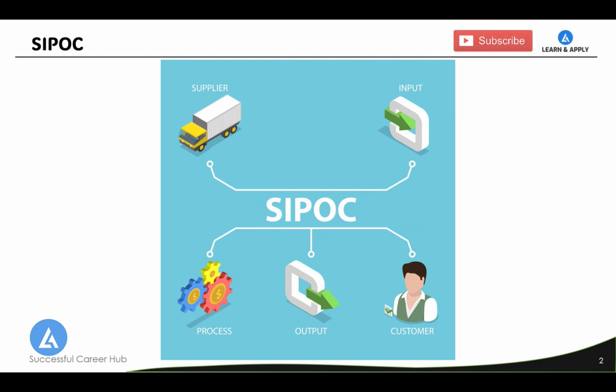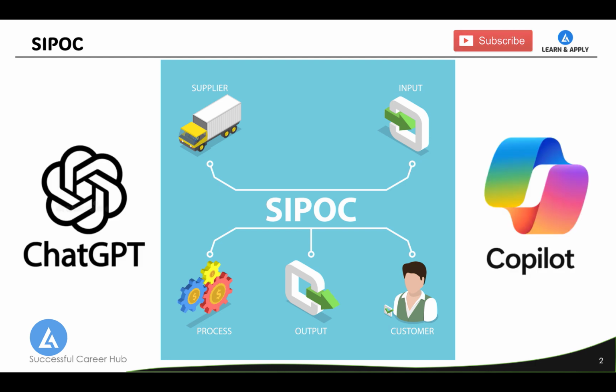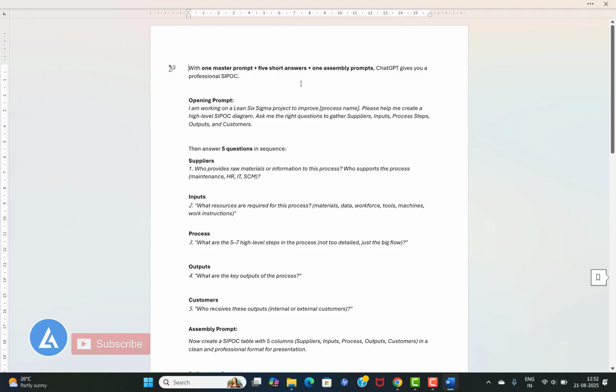With an understanding of this tool, now let's understand how we can use the AI tools for creation of this SIPOC. There are two tools that we are going to learn today. The first one is ChatGPT and the second one is Copilot. Let's start with ChatGPT first. To create SIPOC in ChatGPT, we need three important elements. The first one is one master prompt. Then the second element is we need to answer 5 important questions. And the third part is one assembly prompt.